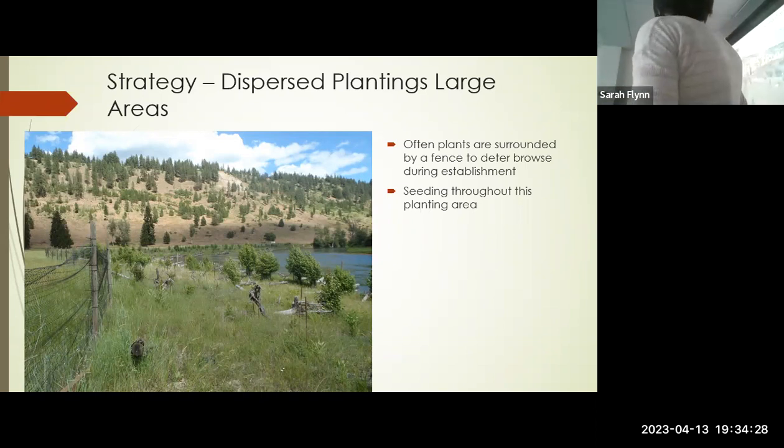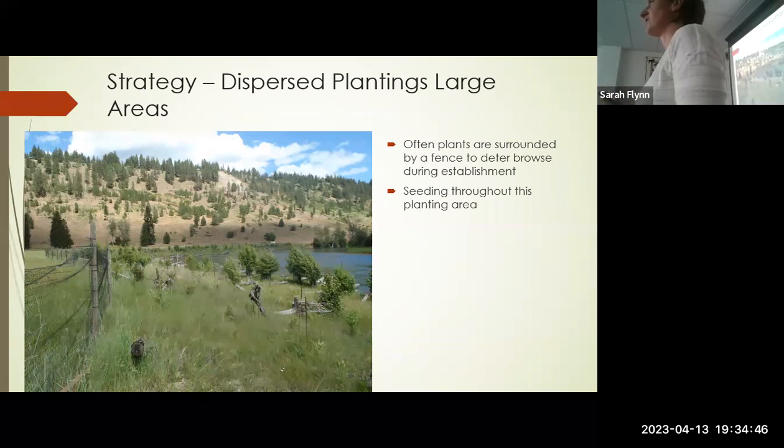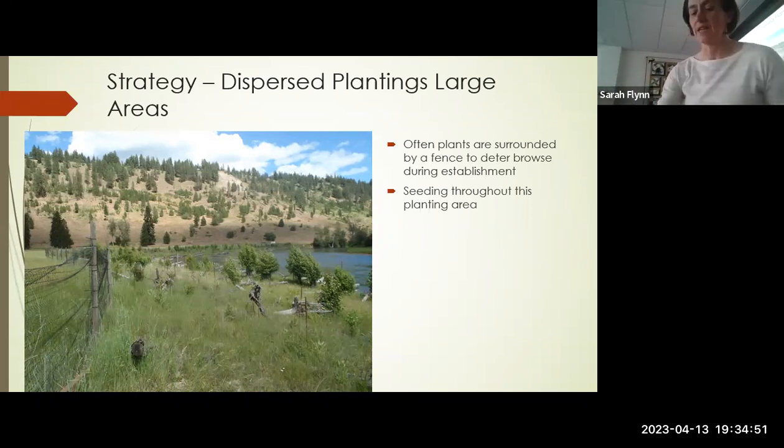Just a note that this floodplain area is also seeded so that we're not leaving too many open spaces for weed colonization. We do also like to be strategic about where we seed. When we're expecting a lot of cottonwood recruitment, we may not seed those lowest floodplain elevations, to allow space for those cottonwood seedlings to come in and take advantage of that.